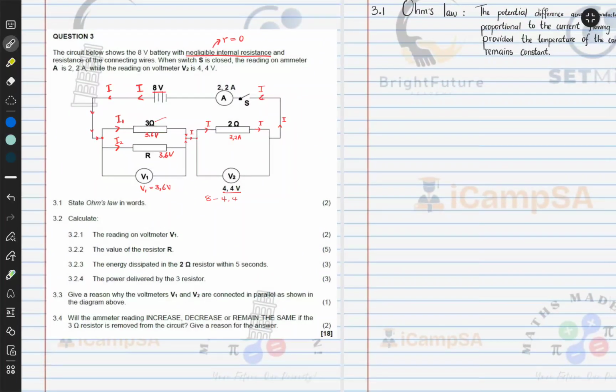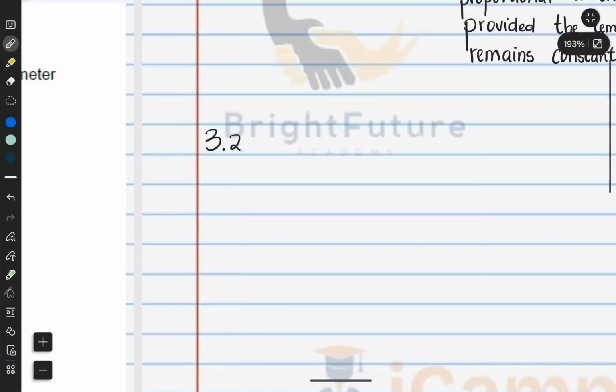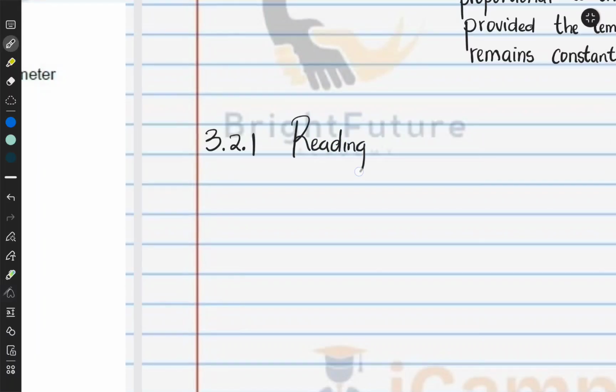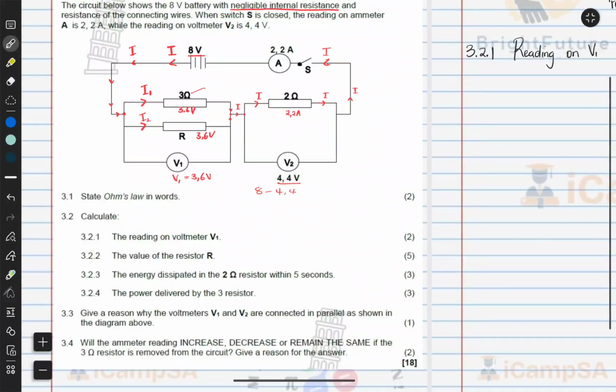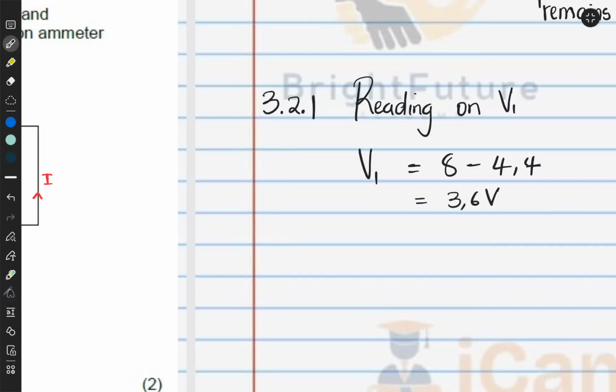Now we are required to find the reading on voltmeter V1. Okay. Reading on V1. All right, let's go check V1. Oh, it's 2 marks. So we've already done it when we were sort of analyzing the circuit itself. So V1 is simply equal to 8 volts minus 4.4, which would be 3.6 volts. This is how you would have done it.